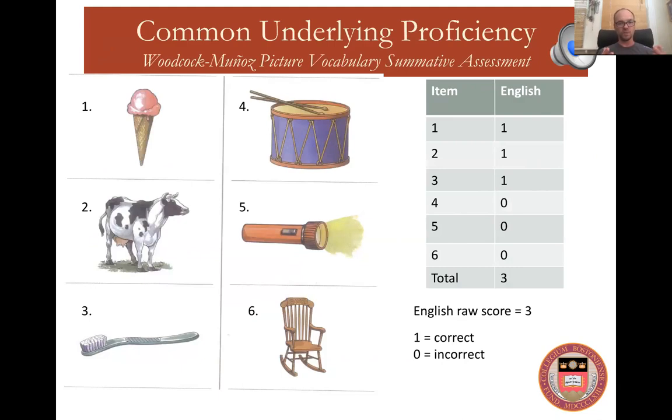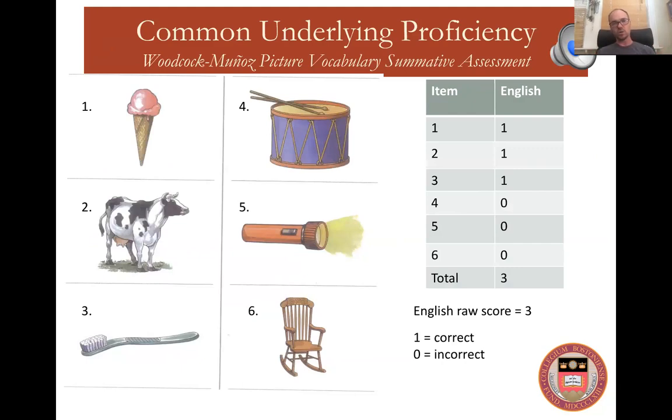So here it's a one-on-one assessment. So I would be sitting with you, the student, and I would point to number one. I would say, what is this? An ice cream cone. Number two, what is this? A cow. Number three, what is this? A toothbrush. 4, drum. 5, flashlight. 6, rocking chair. If the student gets it right, if they say those things, they get a 1, a score of 1. If they get it wrong, they get a score of 0. And then you just sum the ones for a raw score.